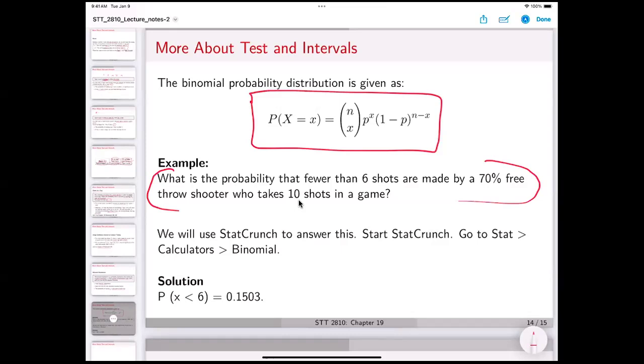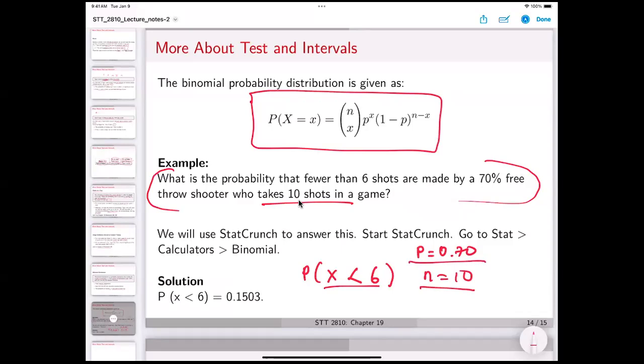So we have that what is the probability that fewer than 6 shots are made by a 70% free throw shooter? We are looking at the probability that X is less than what? 6. So it means that P is 0.70. Who takes 10 shots? Our N is 10. That's all. So to be able to do this on StatCrunch, let's open StatCrunch. Your responsibility is to be able to know P, know N, and know X. One trick: X, the number of successes, cannot exceed the number of trials. Is that okay? Does that make sense?